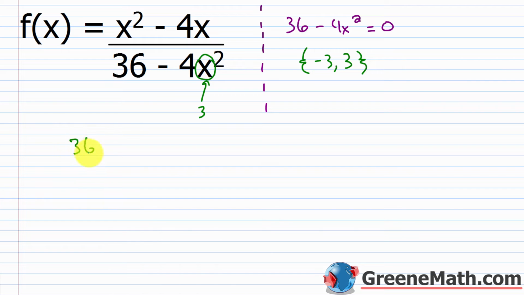So you would have 36 minus 4 times 3 squared is 9. So 4 times 9 is 36. So you get 36 minus 36, which is 0. It would be the same thing if I plugged in a negative 3, because you'd have negative 3 squared, which is positive 9. Again, you get 36 minus 36, which would be 0. So then the domain here is the set of all x values such that x does not equal negative 3 or 3. So negative 3 or 3.